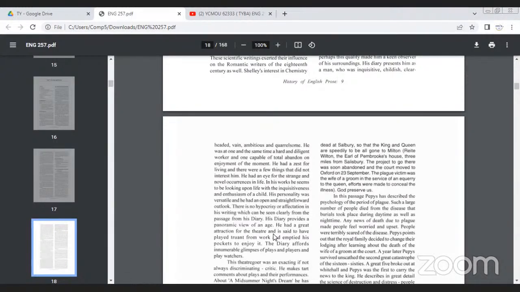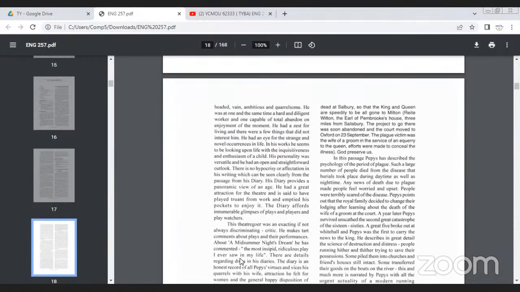He had a great attraction for the theater, and is said to have played truant from work and emptied his pockets to enjoy it. The diary affords innumerable glimpses of plays and players and play watchers. He was an exciting, if not always discriminating, critic. He makes tart comments about plays and performances. About A Midsummer Night's Dream he commented: the most insipid, ridiculous play I ever saw in my life.